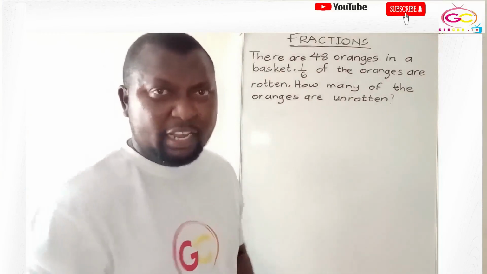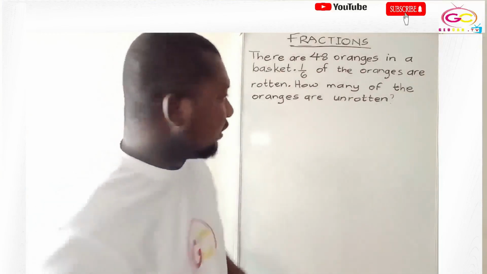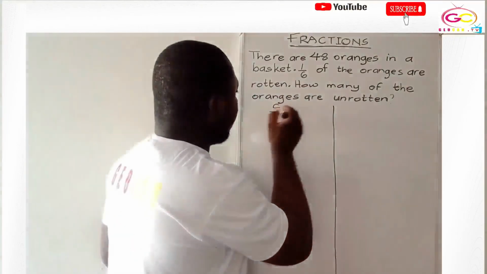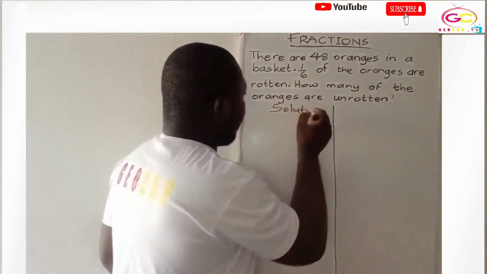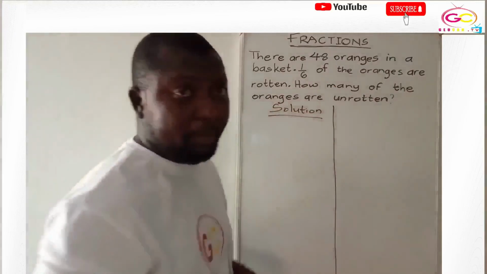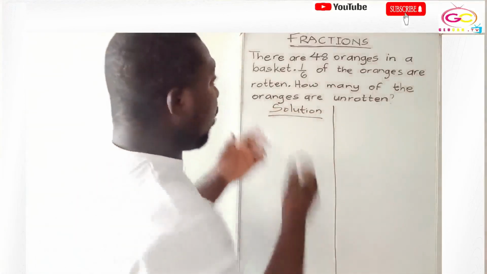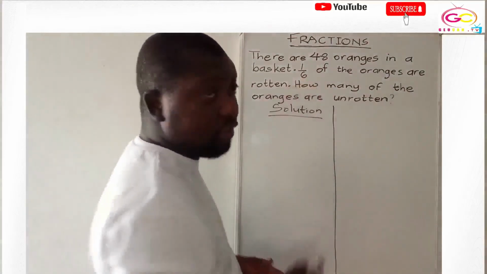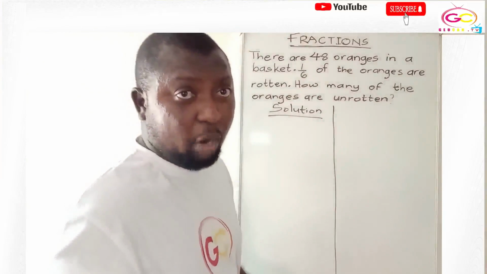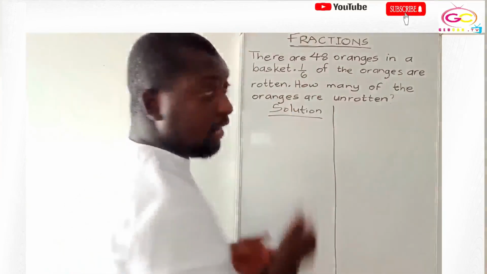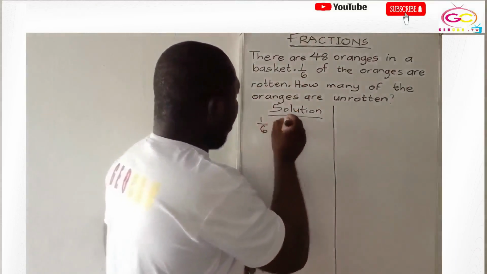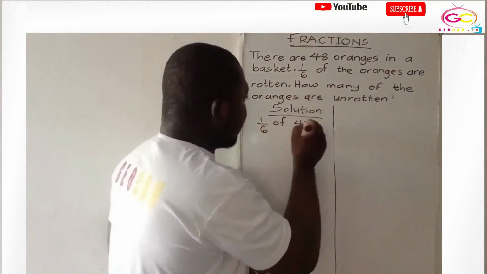So quickly, let's do that. Please pay critical attention here. Good. So you have your solution. Solution simply means how you tackle the question. So as I said, in the first method, we know the number of oranges which are rotten. So multiply that with the total number of oranges. So we're going to do 1 over 6 of 48, right?